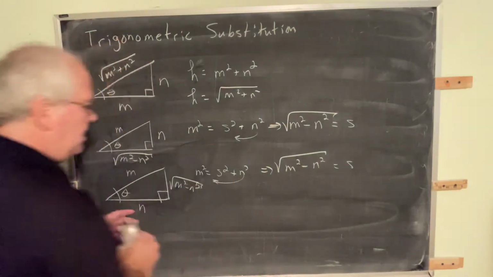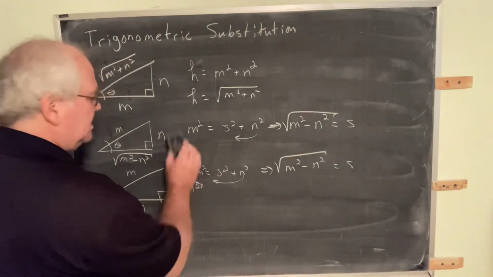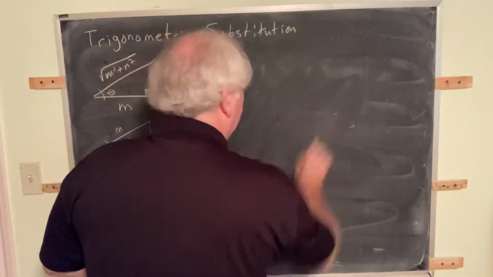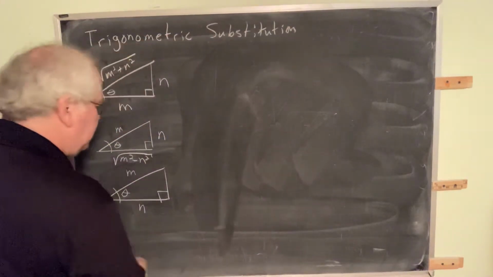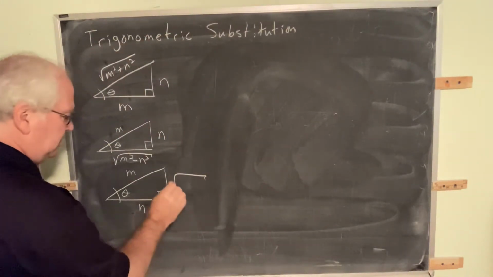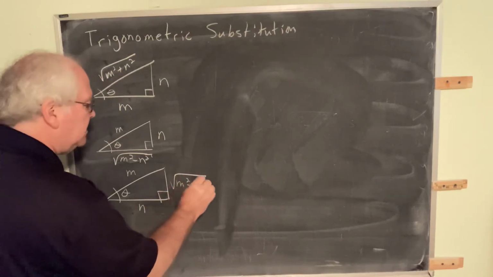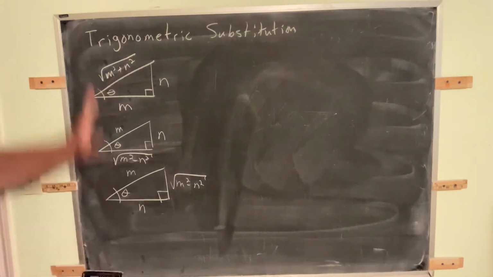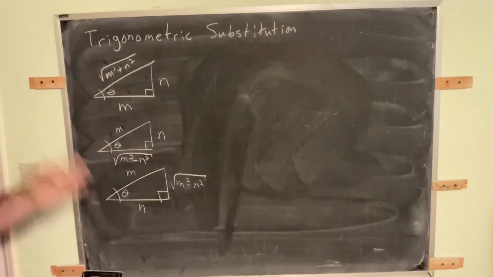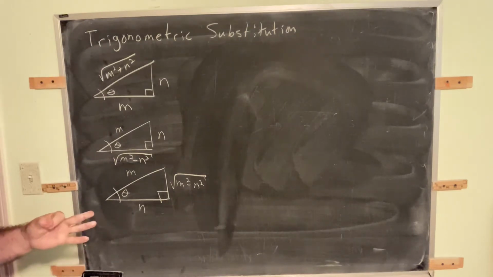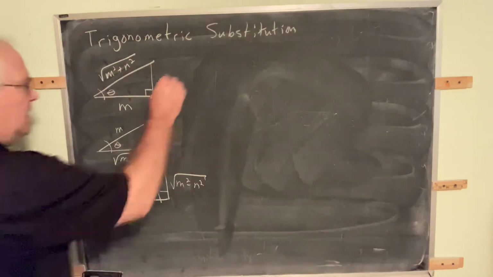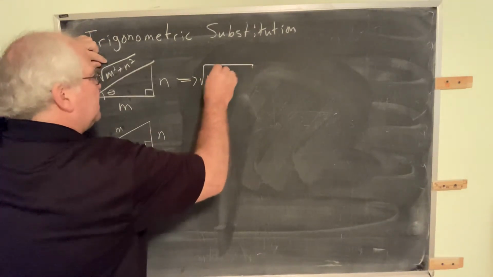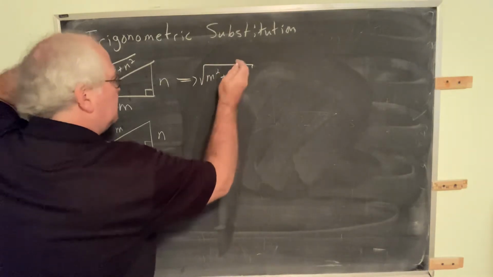Now, there are some things to notice here. I'm going to rewrite this a little more neatly. All we're doing here is basic Pythagoras, from way back in basic geometry. This is m squared minus n squared. So, what that means is, in any such triangle, there are three scenarios. One scenario is that the radical is the sum of two squares.